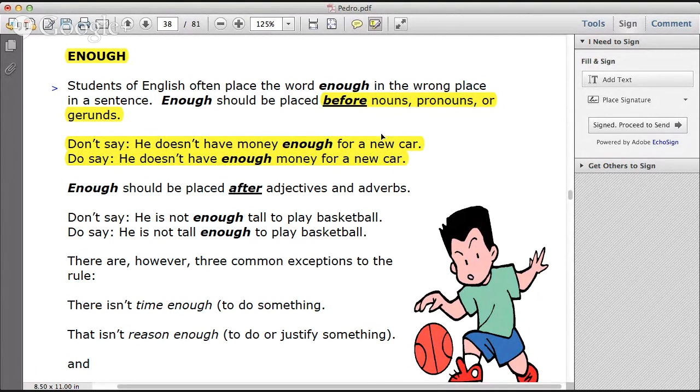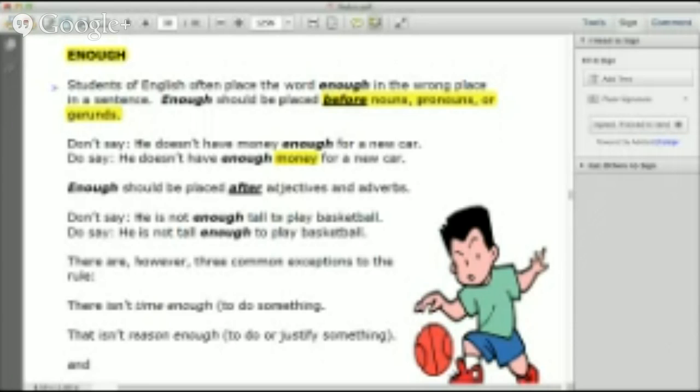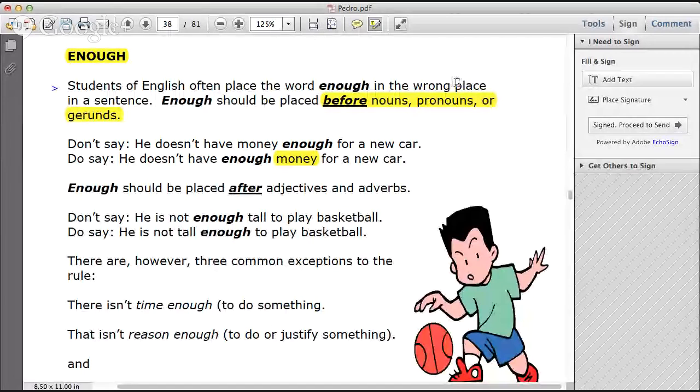Okay, very good. All right, so he doesn't have enough money. Money is a noun. Okay, he doesn't have enough money. All right, we do not say money enough, right? Okay, let's take a look at our next part here. This is for David. David, let me have you read this section here and what we do and don't say, please.